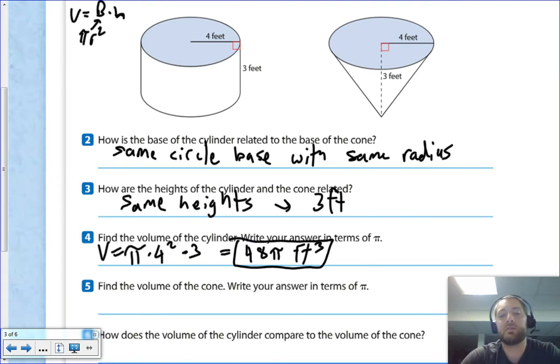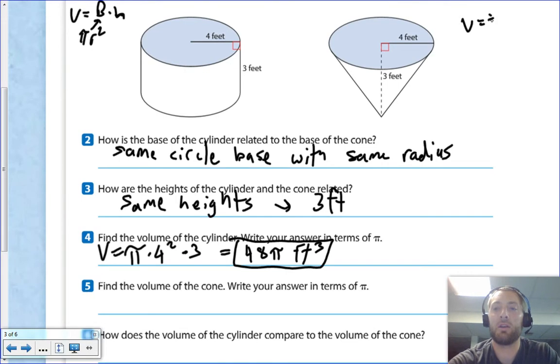Okay? Now number 5 says find the volume of the cone. Now if you recall in our lesson last time, the volume of a cone is super similar to a cylinder because if you look, they're almost the same shape. But the one difference was we said it was 1/3 area of the base times the height. In other words, a cone takes up 1/3 of the size or space of a cylinder.